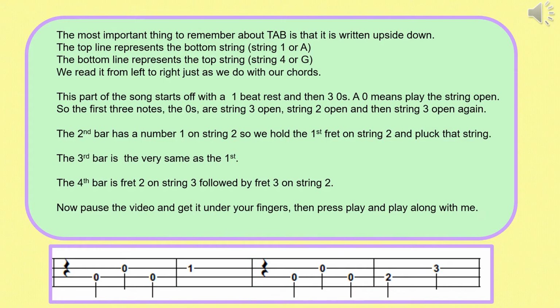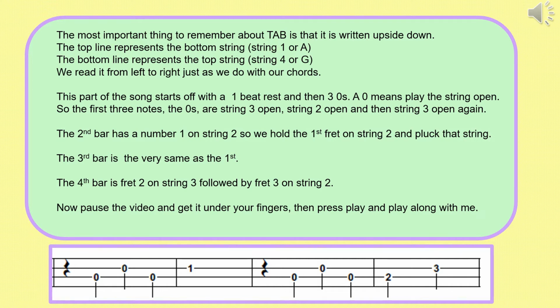The most important thing to remember about tab is that it is written upside down. The top line represents the bottom string, string 1 or A, and the bottom line represents the top string, string 4 or G. We read it from left to right, just as we do with our chords. This part of the song starts off with a 1-beat rest and then 3 zeros. A 0 means play the string open. So the first 3 notes, the zeros, are string 3 open, string 2 open, and then string 3 open again.